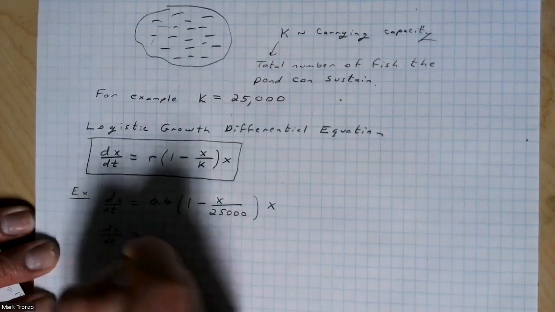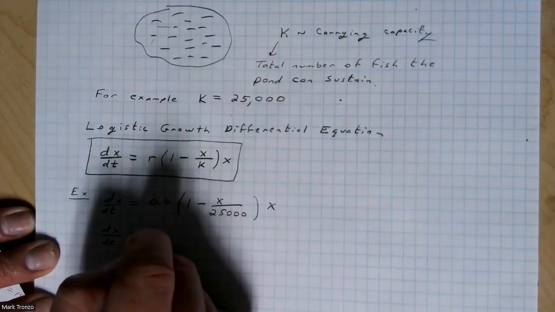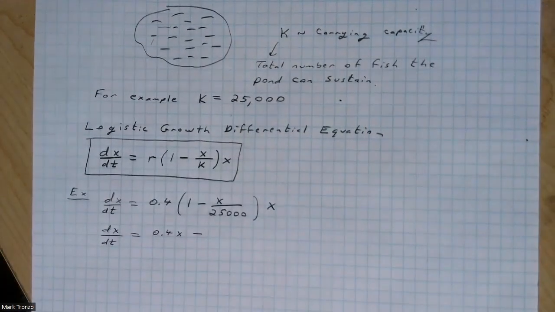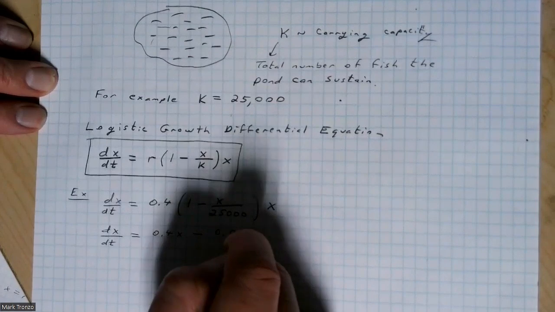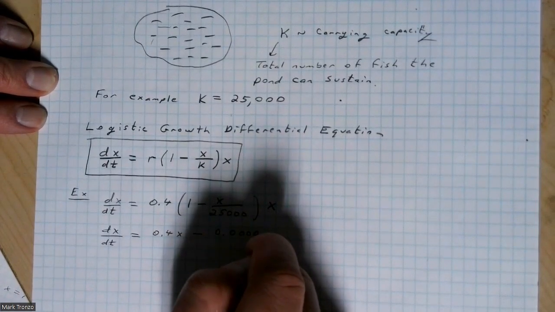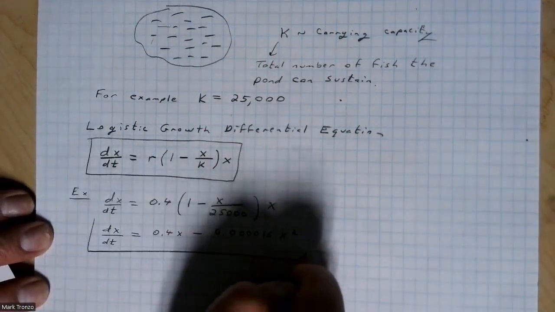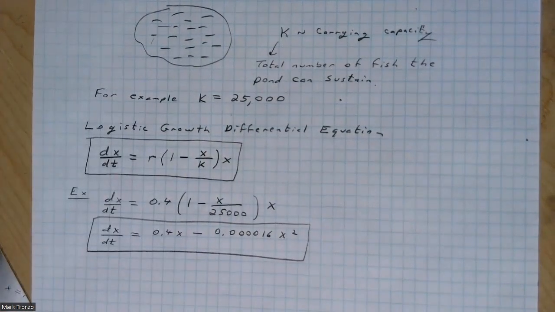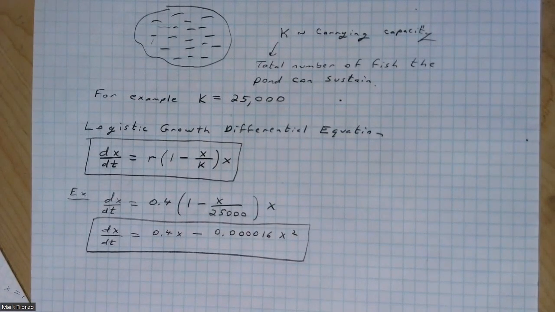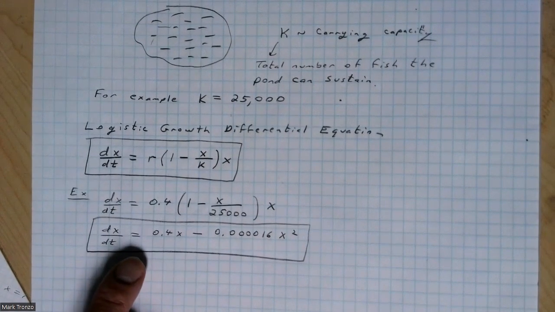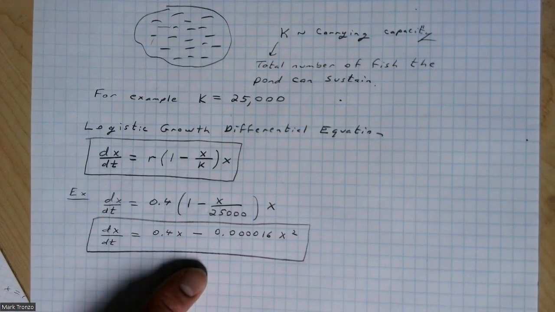That's up to you if you want to do that. Let's say if we multiplied this in here and that out there, that would be 0.4x. And I got something like 0.00016 x squared for the equation. And so that would be our equation, our differential equation. Then we could solve the differential equation to find the equation of the number of fish in the pond at any time t.